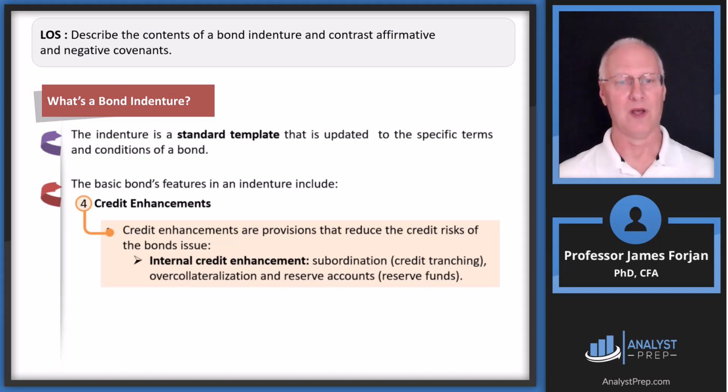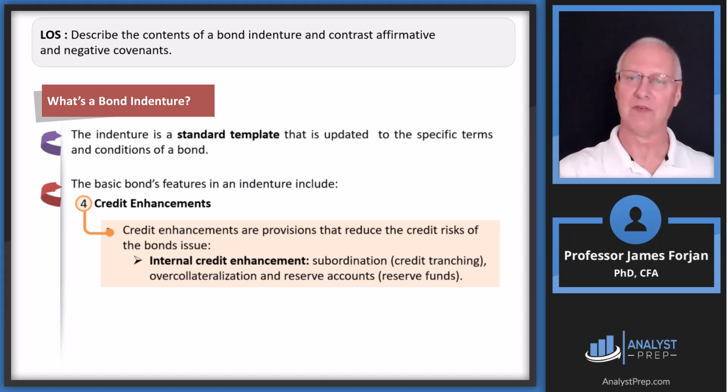Credit enhancements. These are super cool things. Let's suppose I issue a bond for let's just say $1 million, and I use an asset that I have that cost me $1 million. I mean, that makes sense, right?